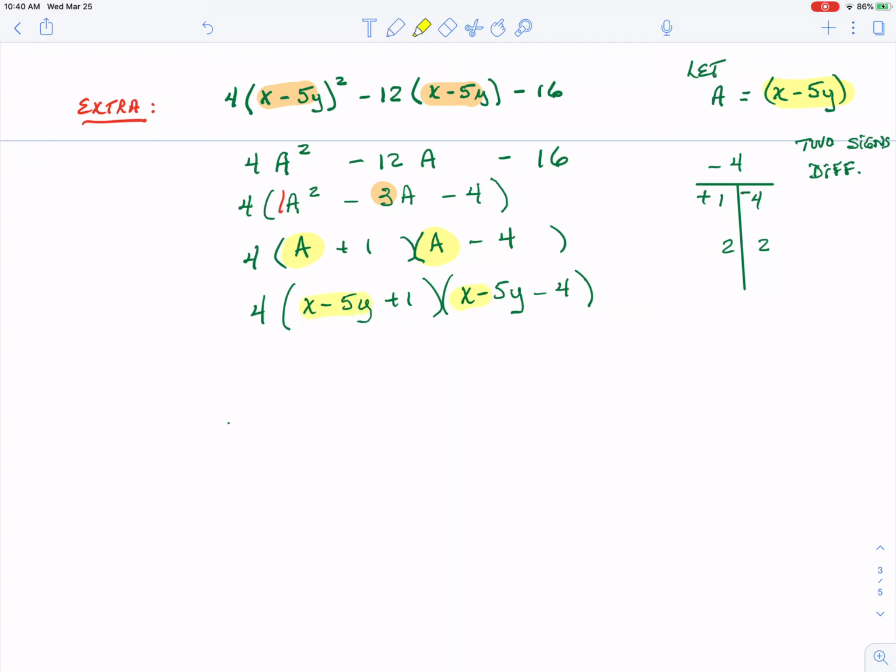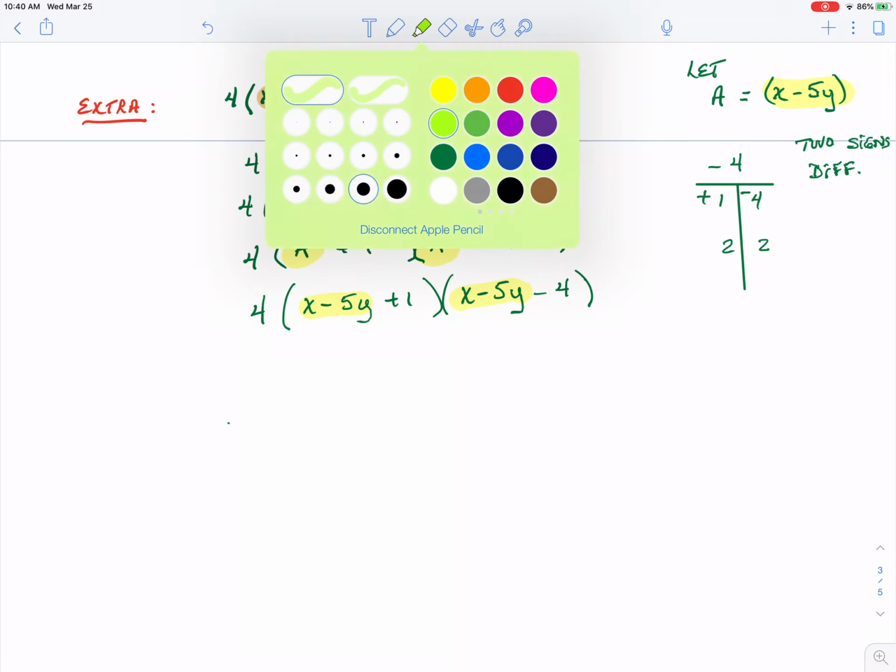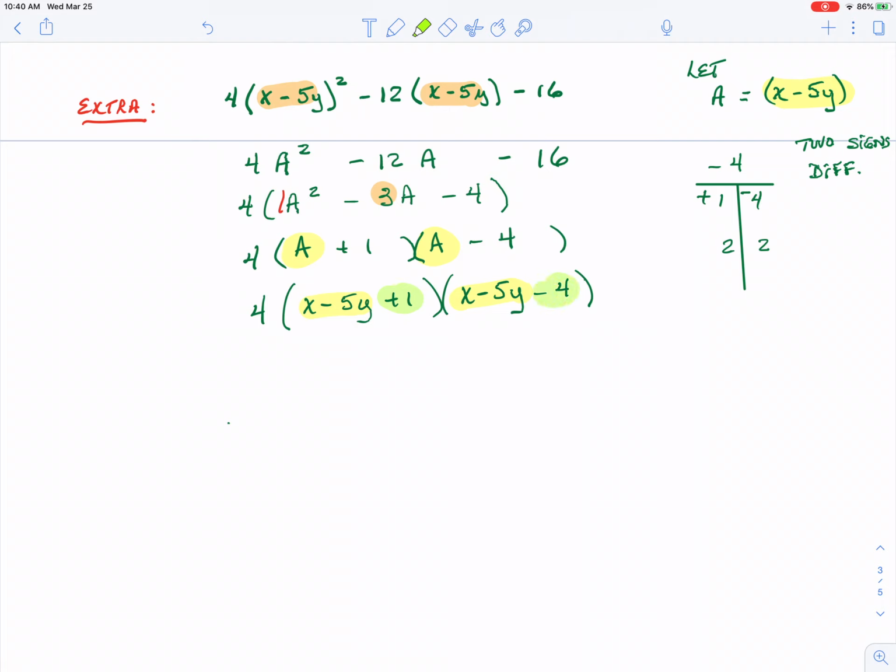So there it is. There's the x minus 5y sitting there in place of the letter a, and then here is the plus 1 and the minus 4, which came from your work up here at the top. All right, so I hope that helps you work with trinomials that have lead coefficients that are not 1, and some of them have lead coefficients that are 1, and some of them have a GCF.